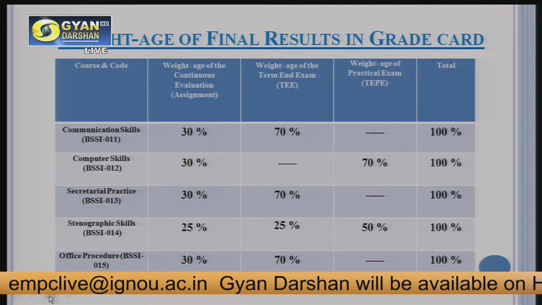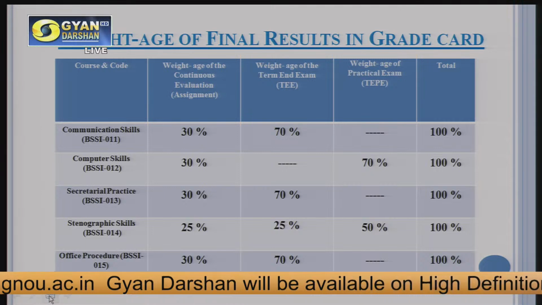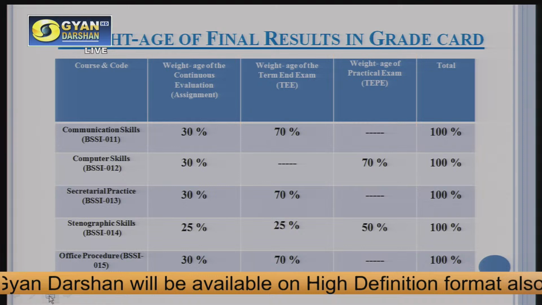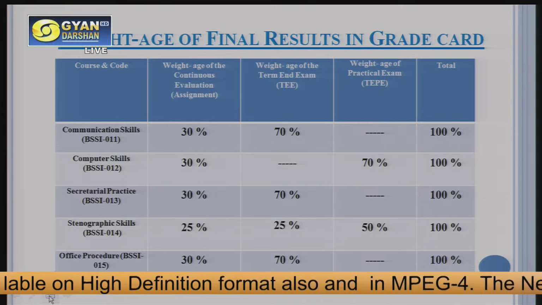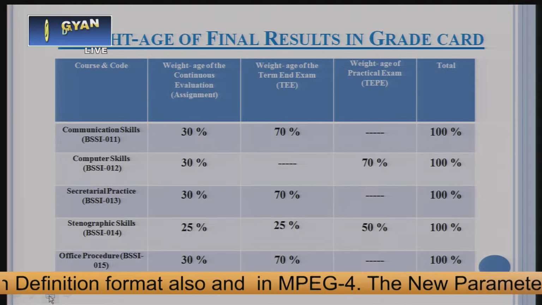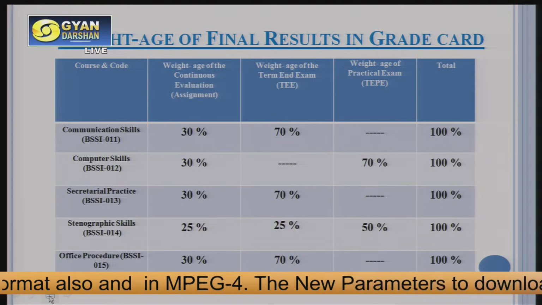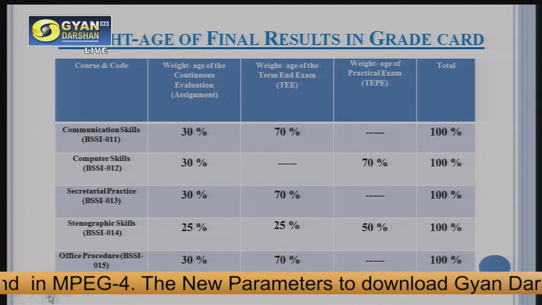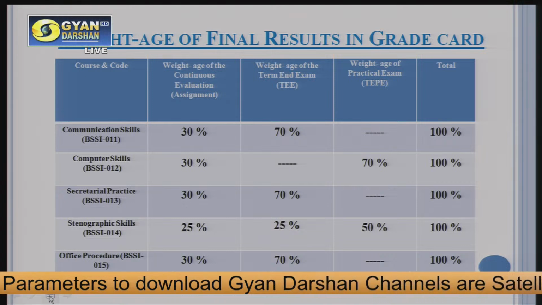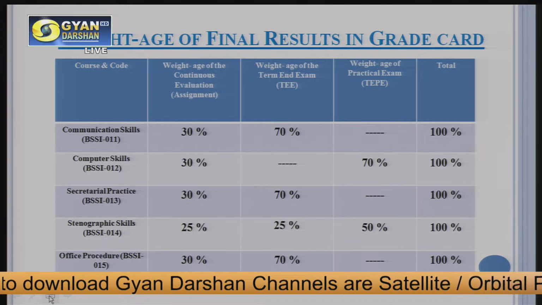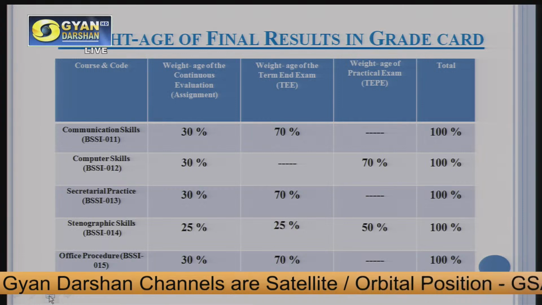This is the weightage of the final results in the grade card, how your final results will be reflected in the grade card. Now, when we see your grade card, you will see that the communication course has assignment and term end examination theory as its components. So we can see 30% of assignment and 70% of your term end examination. Then moving on to computer skills, there is a weightage of 30% of assignments.